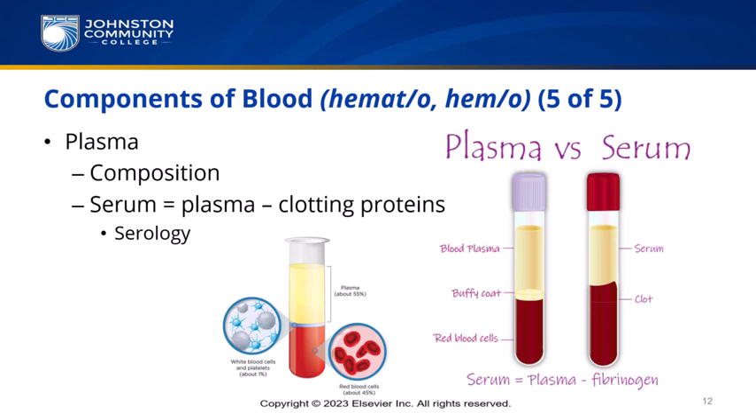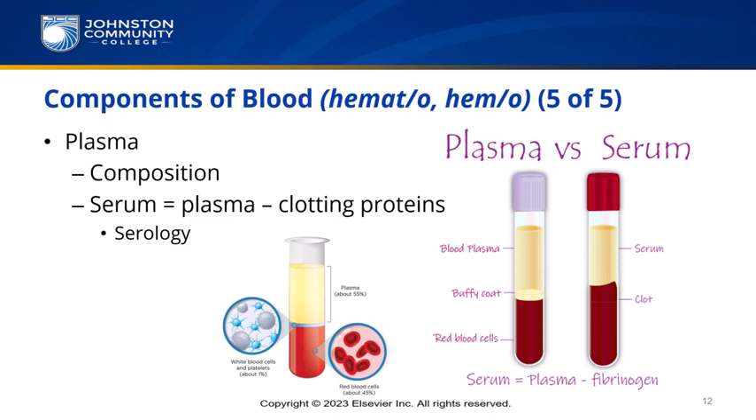This is composed of water, inorganic substances such as calcium, potassium, and sodium. Organic substances such as glucose, amino acids, fats, cholesterols, and hormones. Waste products such as urea, uric acid, ammonia, and creatinine. And plasma proteins, which are serum albumin, serum globulin, and clotting proteins such as fibrinogen and prothrombin.